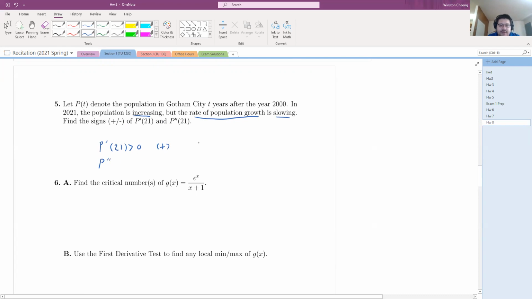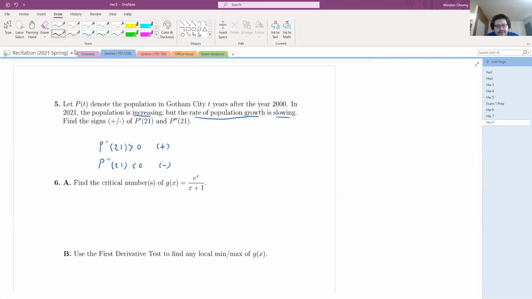And the rate of population growth is slowing. If you untangle what that statement is saying, population growth is the derivative. The rate of it growing is slowing down. That's a statement about the second derivative. And it's saying that it's actually slowing down, so the sign is negative. It's less than 0. Okay.